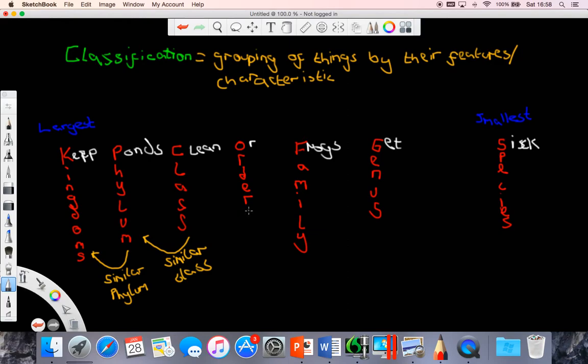And in a class, they have a similar order. And in an order, they have a similar family. In a family, they have a similar genus. And in a genus, they have a similar species. So we're organizing organisms by their characteristics, the things they have or the things that they do. Okay?